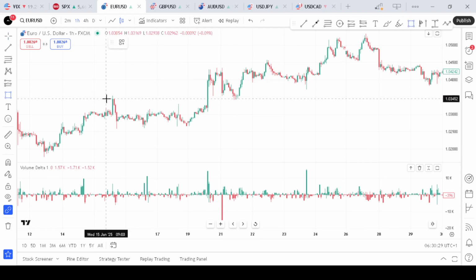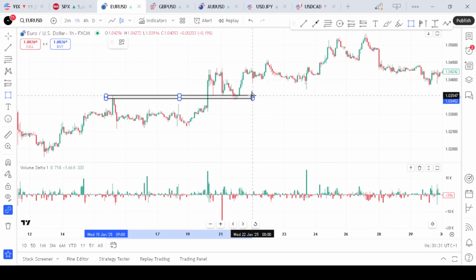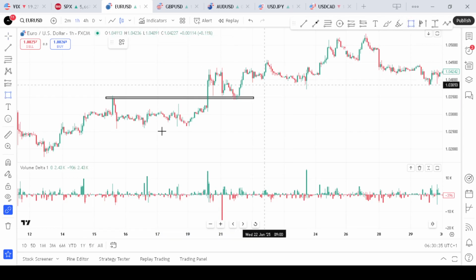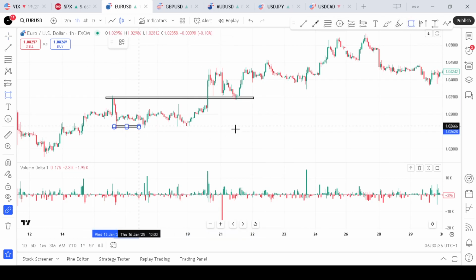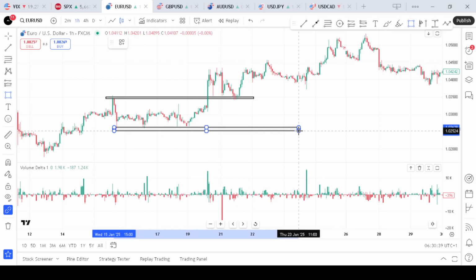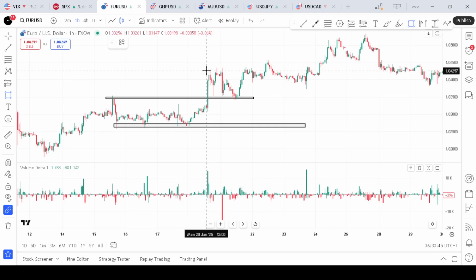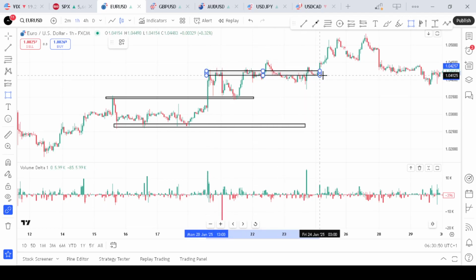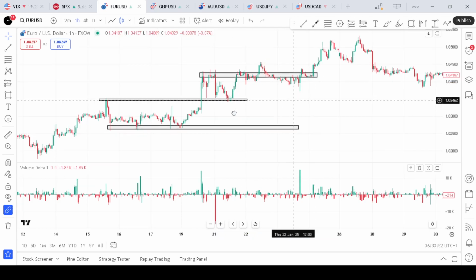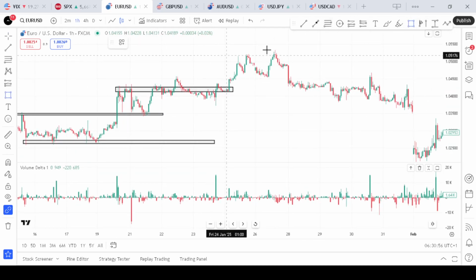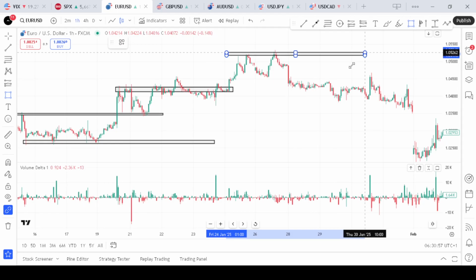Marking out key support and resistance is very easy. You just need to mark out the swing highs and the swing lows on your chart, areas that have been retested multiple times by price. These are important swing highs and swing lows on your chart.